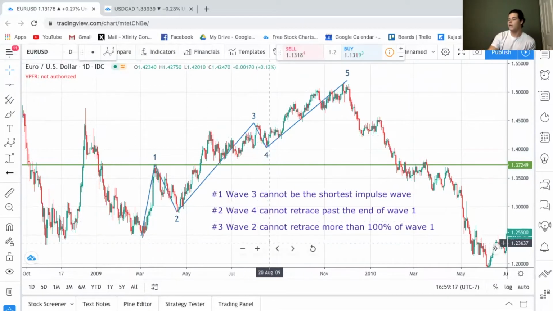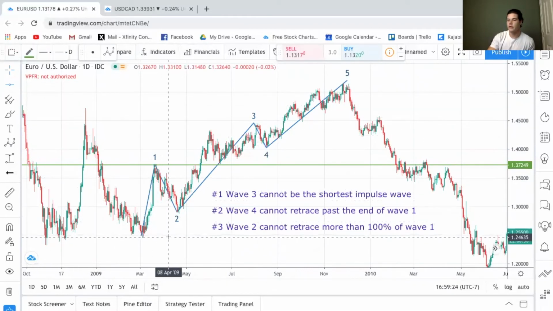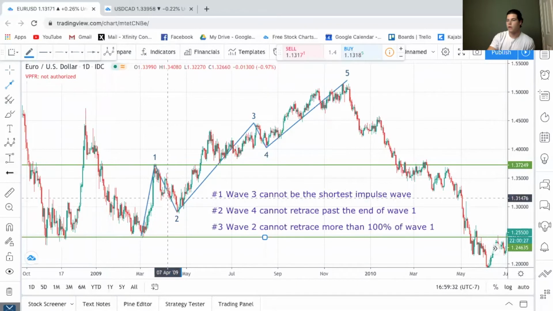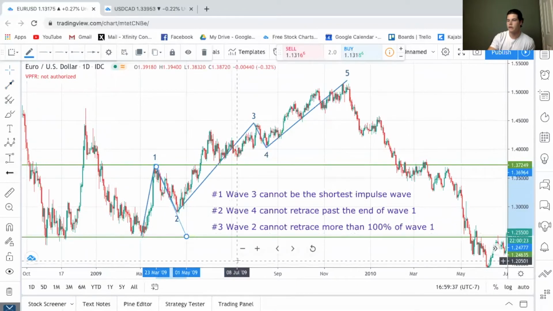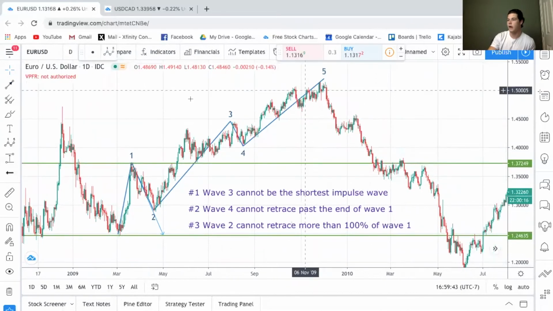Number 3, wave 2 cannot retrace more than 100% of wave 1. Well, we have wave 1 starting all the way down here at this line. Wave 2 cannot retrace more than 100% of this movement here. As you can see, it does not retrace past this line. So we're good. This is an example of Elliott Wave, and we're not breaking any of the rules.